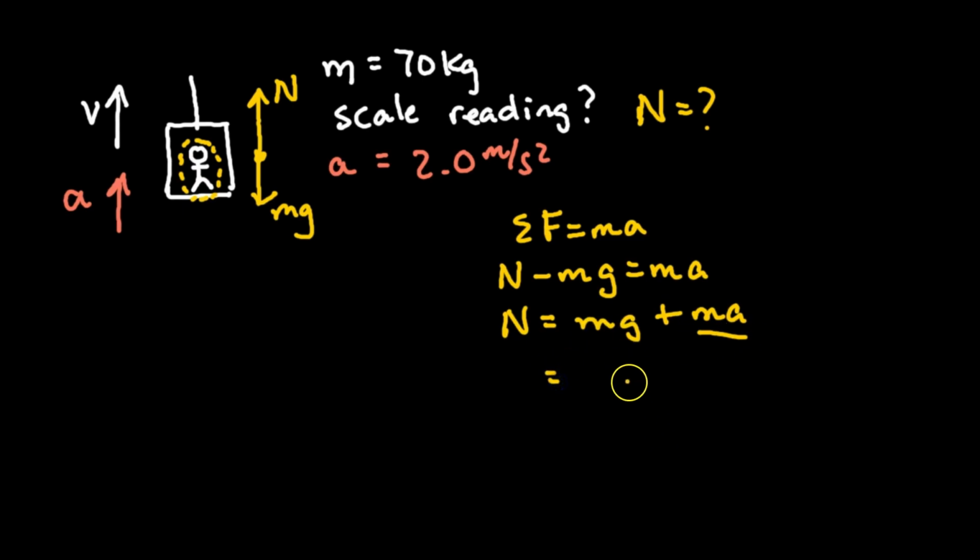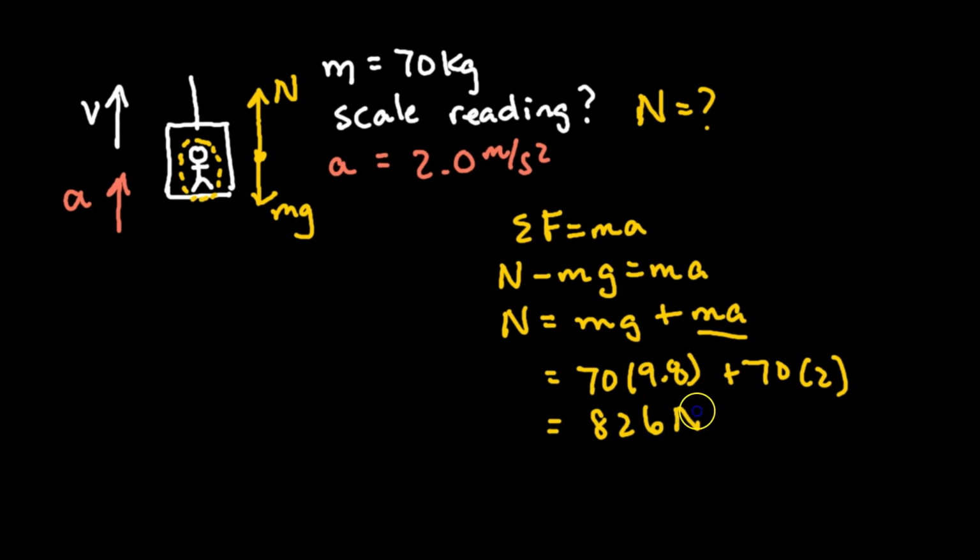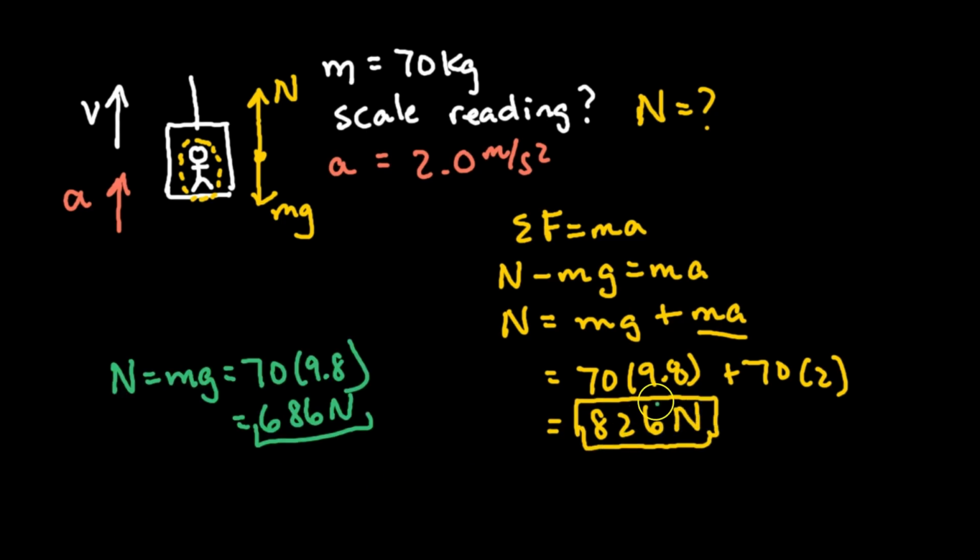And now we're going to substitute. All right, substituting the values that we were provided, we get 70 times 9.8 plus 70 times 2, and we get 826 newtons. And comparing this to what the person normally feels when the elevator is at rest or at constant speed, the person's normal force, or mg, is 686 newtons. So when this person is accelerating upwards, they will feel heavier than usual.